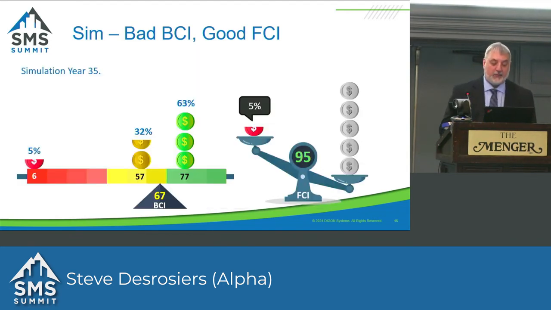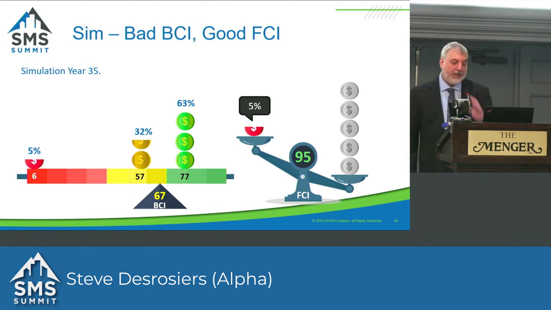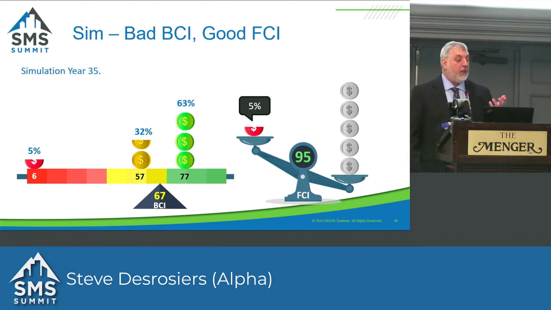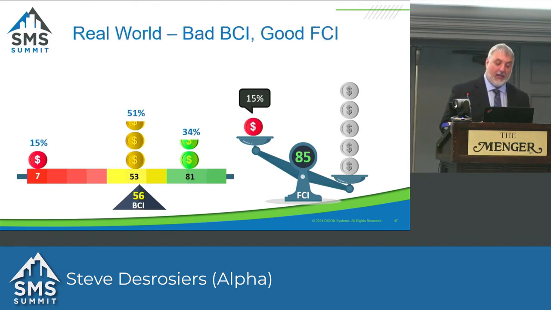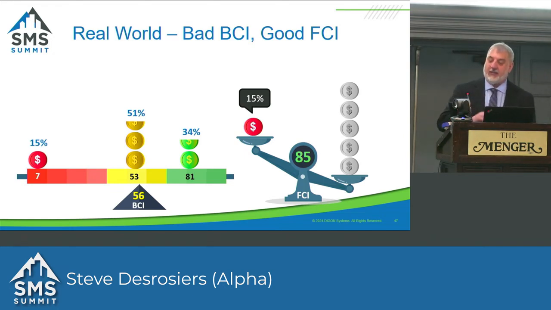So when you look at this point in time, you can see we have really bad, 5% of the building is in really bad shape. It's got a BCI of 6. We got 32% that's in amber, and the green is up there at 69%. So our BCI is low, and our FCI is good because those yellow coins haven't moved on to red yet. So it was easy to find points in the simulation that matched that, and it was also very easy to find things in the real world that are in this condition.